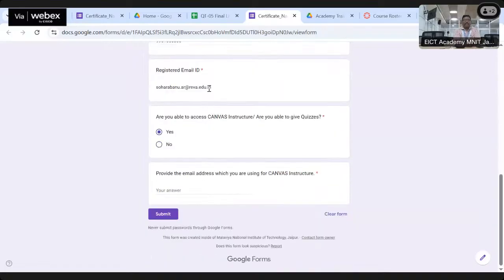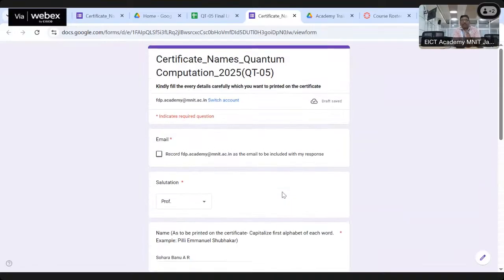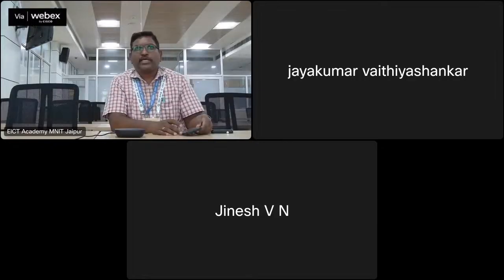A mobile number you can enter and then a registered email ID, because that is where we are able to check that, right? The email ID used on Canvas also we need to check, because we are going to get the result from Canvas. We have to map it with the name on the certificate, right? So that's why all these things have been done. So this we will share now. Please use this and edit this, right? Thank you so much.